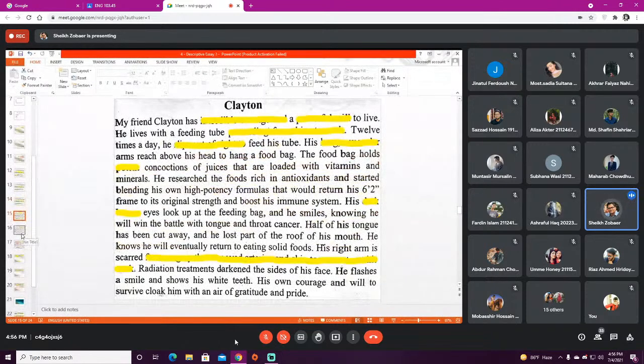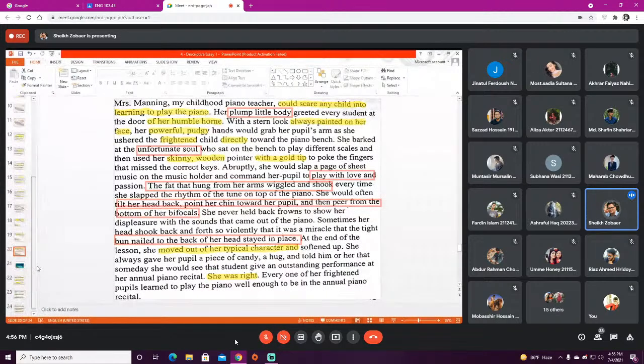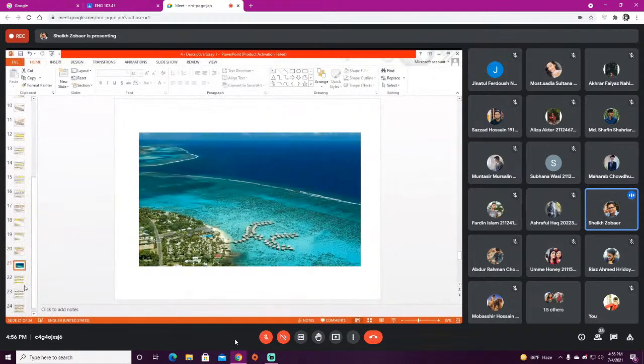Clayton, a person, description of an individual. Again, another example. Piano teacher, description of a person. Again, a very interesting example. All the areas are marked. You can read them. All right, let's do an example of a place. All right, how to describe a place.